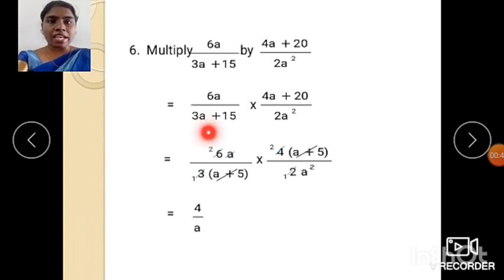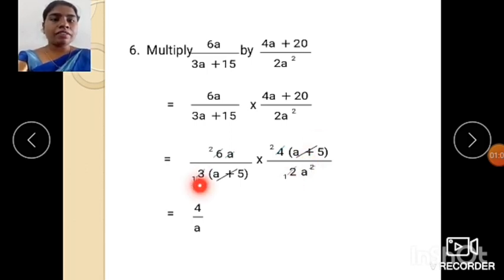And see the denominator, here I have 3a plus 15. Here also 3 is common, so we'll take 3 as common outside. After taking 3, we'll have 3 into a plus 5. Now we will cancel the common terms. Here also I have a plus 5, here also I have a plus 5. So we'll cancel a plus 5, a plus 5.